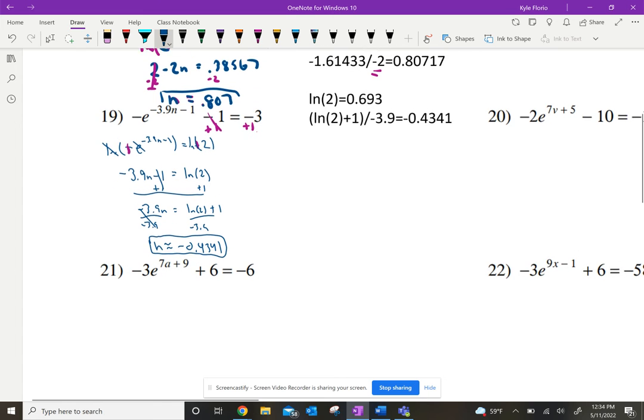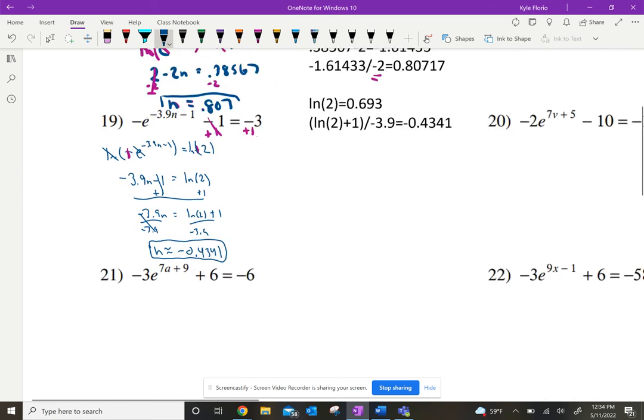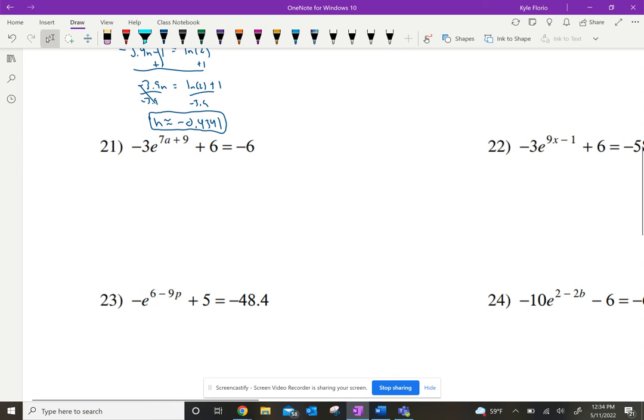Right, let's look at one more example, number 21. We have this problem here, copy it down. Let's get the e part by itself, so subtract 6 on both sides. That's going to give me a negative 12. Divide both sides by negative 3. That's going to give me a positive 4. Take the natural log of both sides.